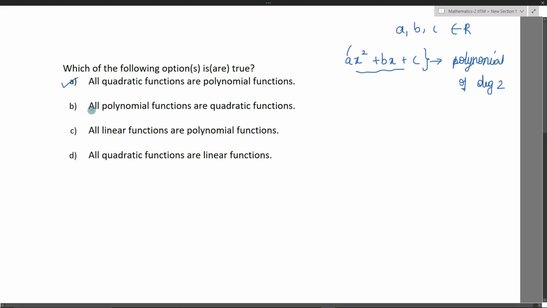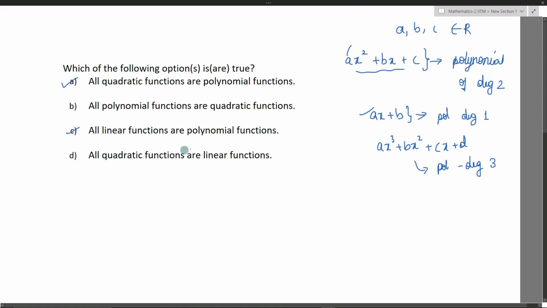The second option says all polynomial functions are quadratic functions. If I have ax plus b, is this a polynomial function? Yes, this is a polynomial function of degree 1, right? What about ax cube plus bx square plus cx plus d? Is this a polynomial? Yes, this is a polynomial with degree 3, right? So the second option is not right. What about this? All linear functions are polynomial functions. Yes, we have already seen that. Any ax plus b will be a polynomial function of degree 1.